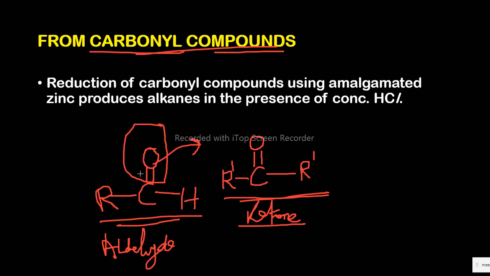If we heat this carbonyl compound in presence of zinc and mercury, or you can call it amalgamated zinc, but this reaction is going to occur in presence of conc HCl. Then we shall form our alkane.